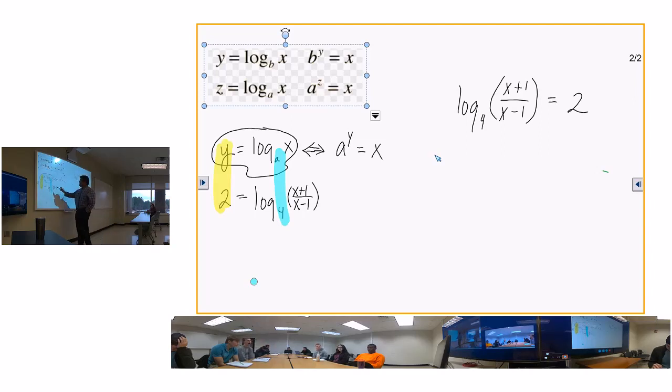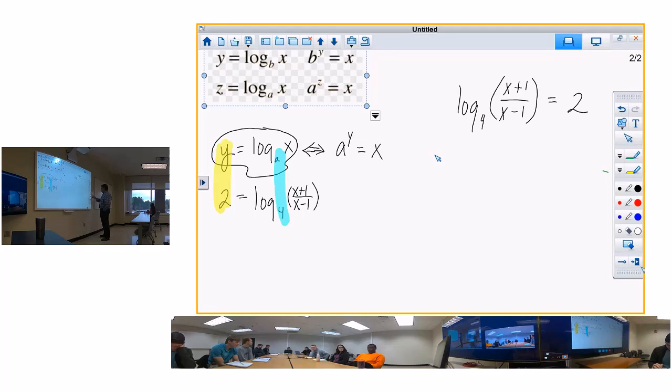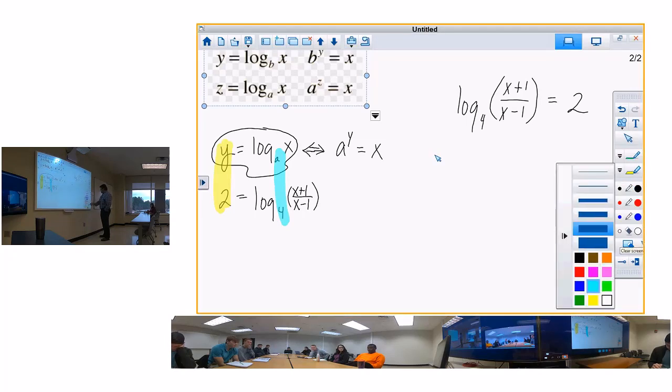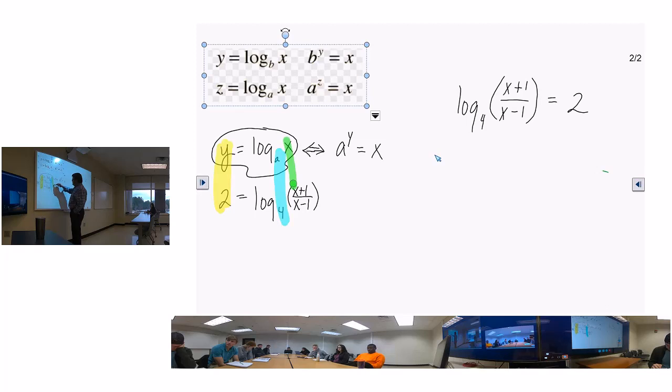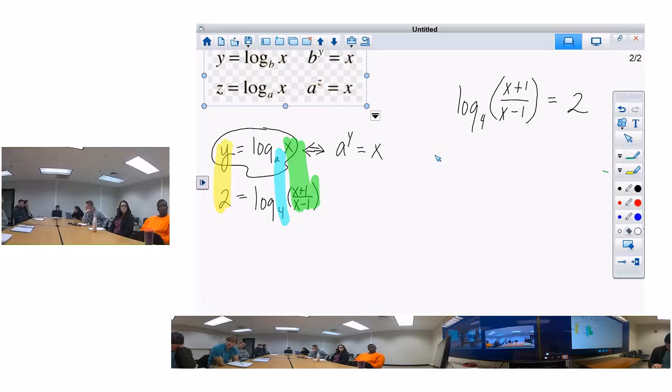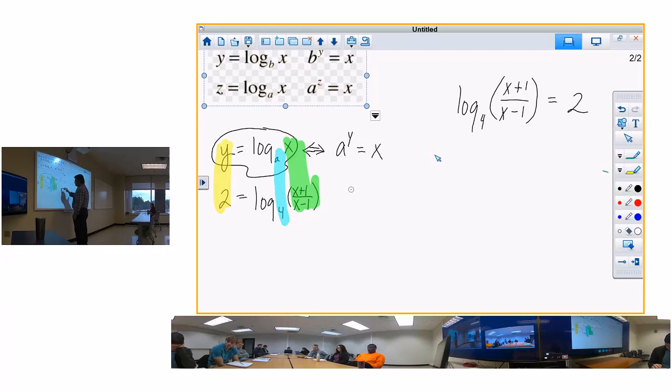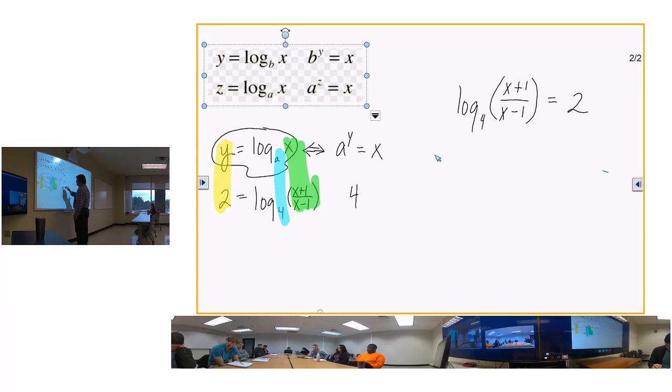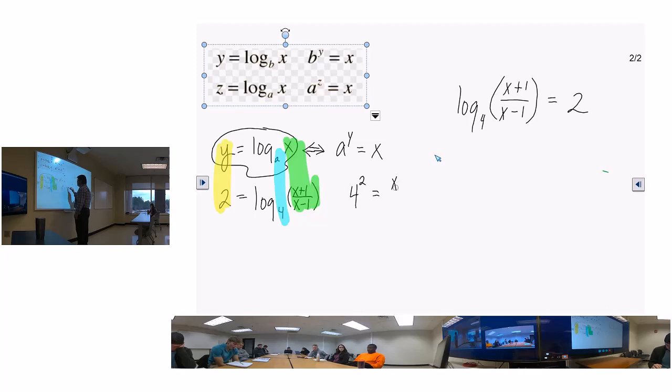All right. And what is this right here? What is your x plus 1? What is x plus 1 over x minus 1 or vice versa? Is it x, y, a? What is it? It's x. So now plug and chug. What is a? A is 4. What is y? 2. Equal to x plus 1.